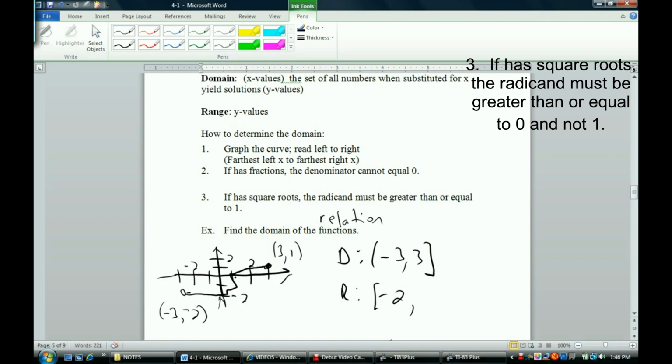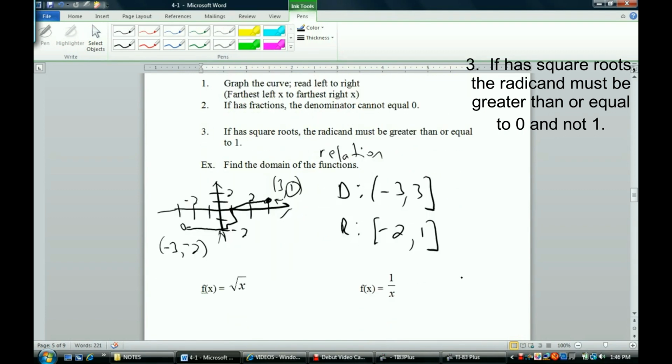But then how high does it go? What's the highest y value? Well, this is the highest point. And what's the highest y value? Well, it's that 1 right there. And that 1 is included because of the graph being included. So it's just a reminder, and if you need more information, make sure you watch those other videos.